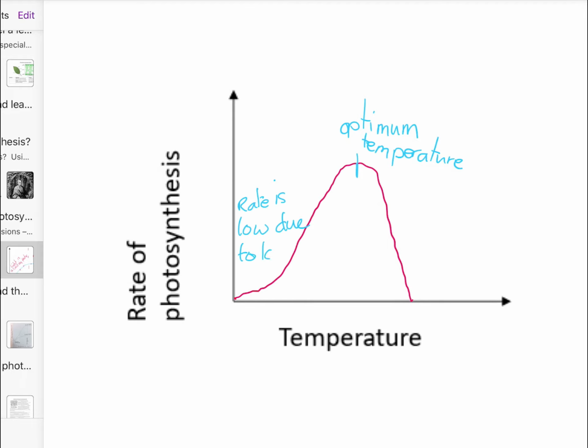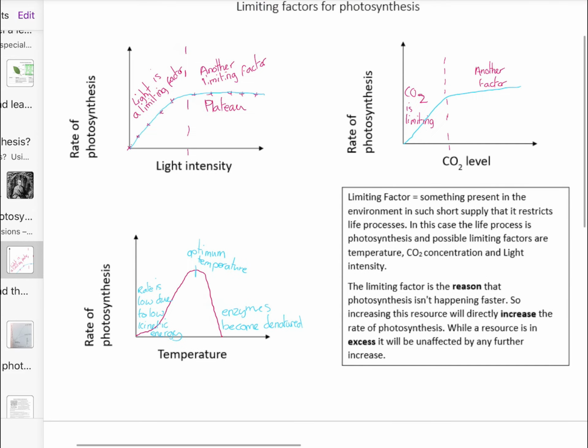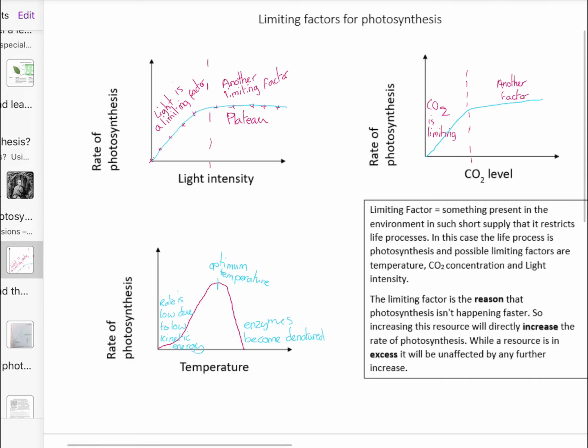And then at high temperatures, we would see denaturing of enzymes involved in photosynthesis. So as I've said there, at very low temperatures is very low kinetic energy. All of those particles are going to be moving around very slowly, which means that photosynthesis will be very slow, but that at very high temperatures, the enzymes can become denatured. So all three of these are limiting factors, which means that all three in insufficient quantities or with temperature, if it's too high or too low, restricts life processes, in this case photosynthesis.